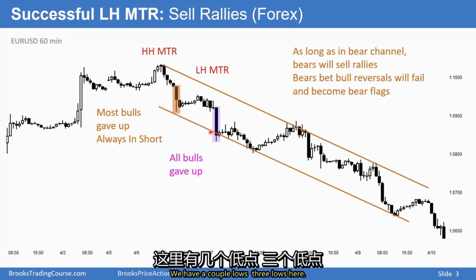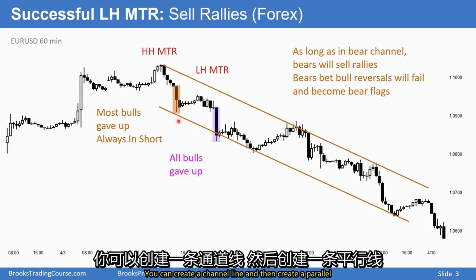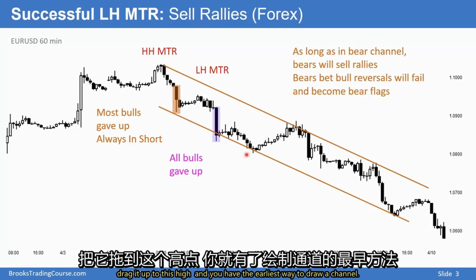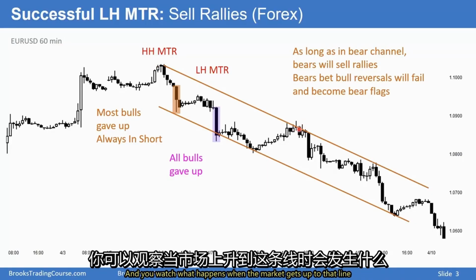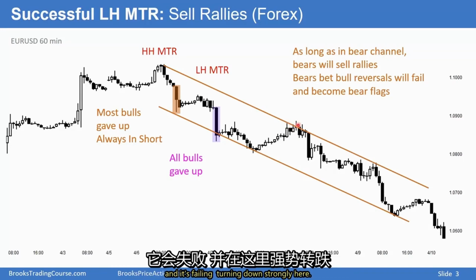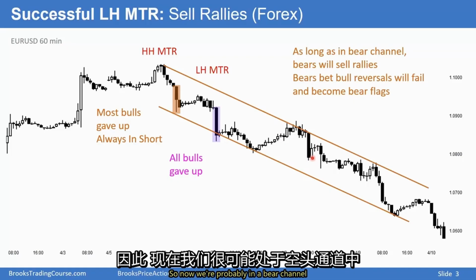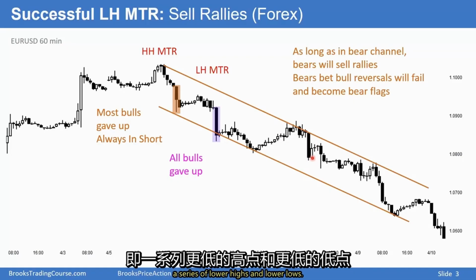We have a couple of lows, 3 lows here. You can create a channel line and then create a parallel, drag it up to this high, and you have the earliest way to draw a channel. And you watch what happens when the market gets up to that line and it's failing. Turning down strongly here, so now we're probably in a bear channel, a series of lower highs and lower lows.